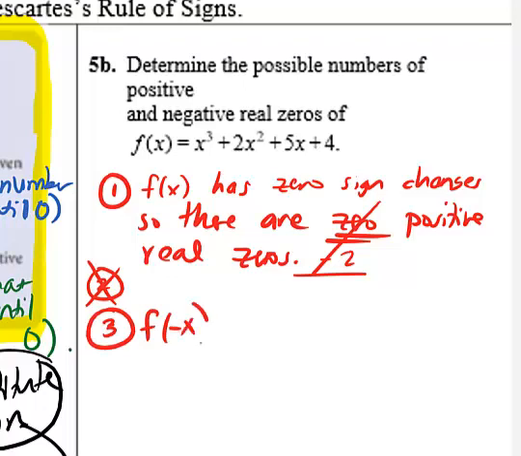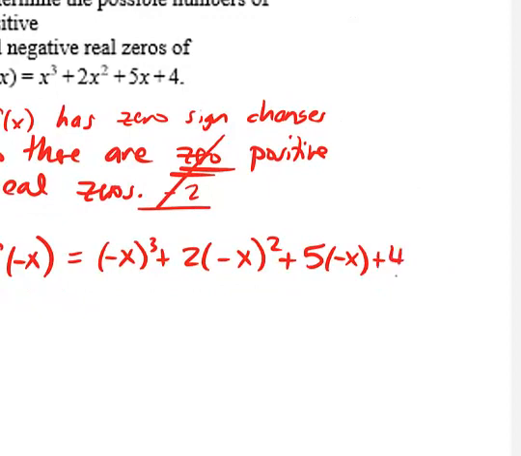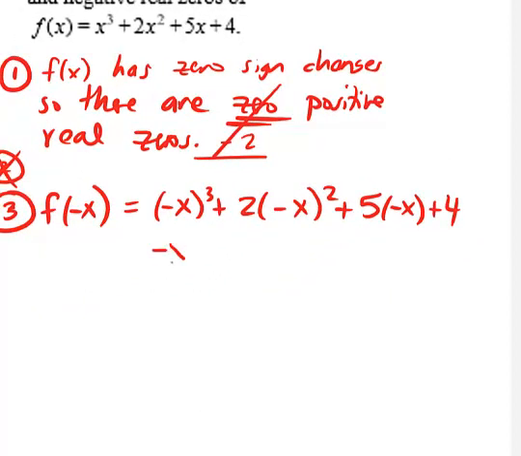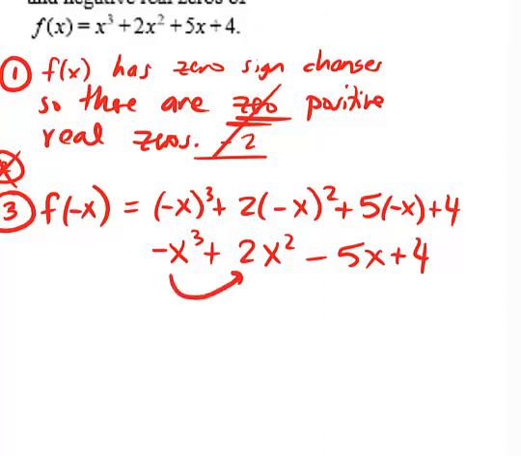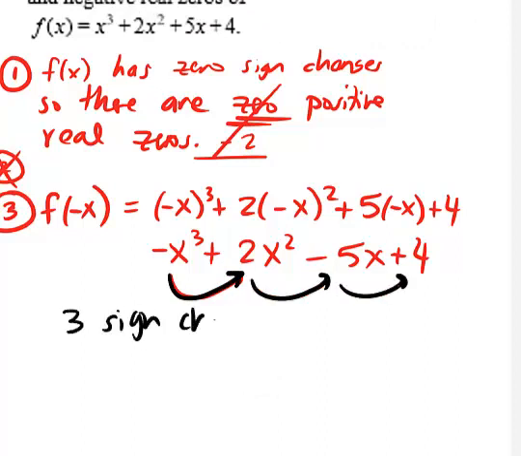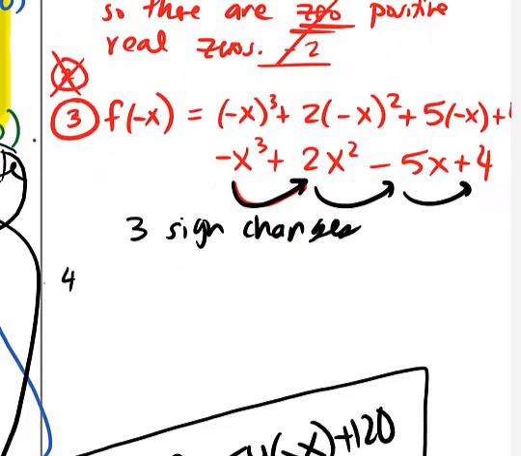But step 3 wants me to put a negative in for x, and then count the number of sign changes for that guy. Negative x cubed plus 2 times negative x squared plus 5 times negative x plus 4. Let's see, what do we get there? That's a negative x cubed plus 2x squared minus 5x plus 4. Now I'm supposed to count the number of sign changes. I have one from here to here, because it goes from negative to positive, and another one from here to here, another one from here to here. 3 sign changes. So that's a possible number of negative real zeros.